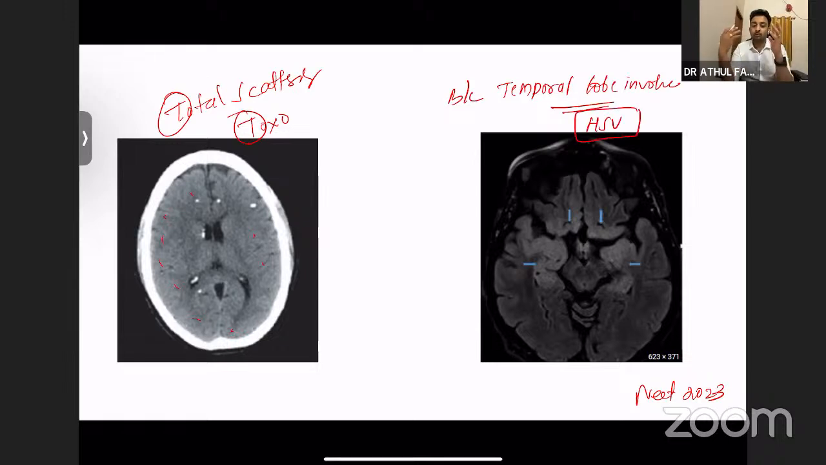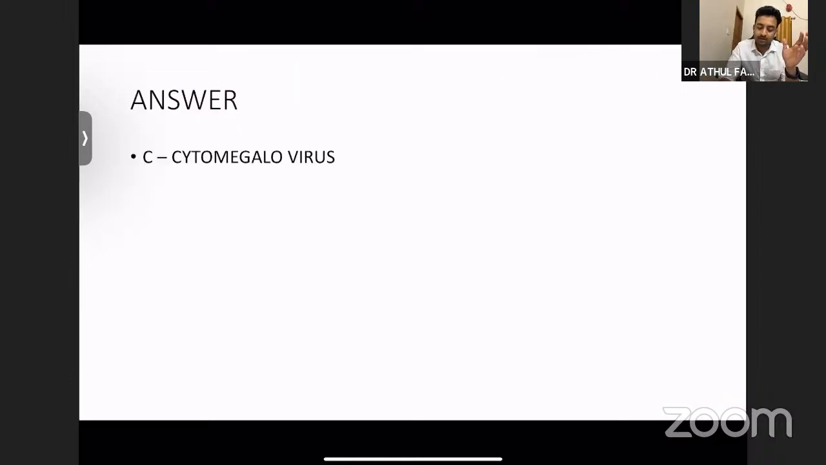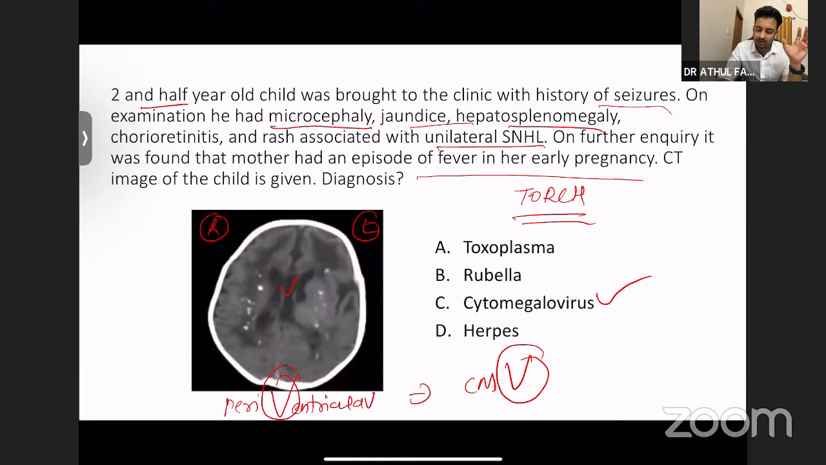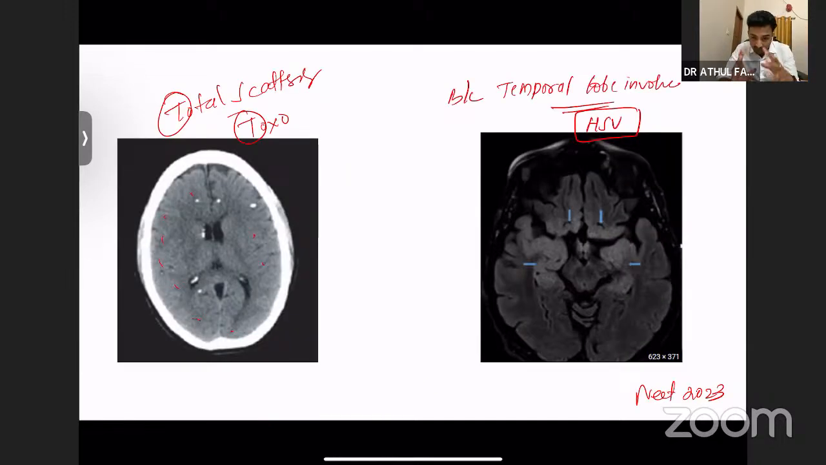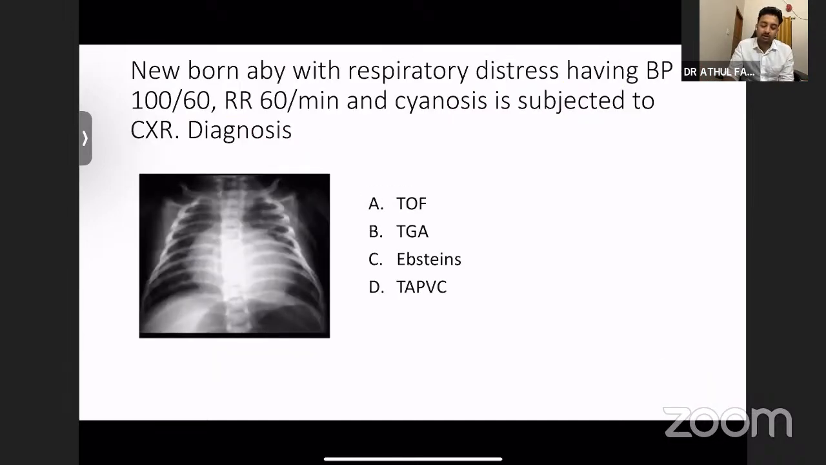So today we saw many multiple CNS infections, but remember, when the calcifications are limited to the periventricular region, that is CMV, cytomegalovirus. When they are totally distributed here and there, then it is toxoplasma. And when bilateral temporal lobe involvement is seen, this is classical for herpes simplex virus. So these are the points you should remember. Okay, that is very important.